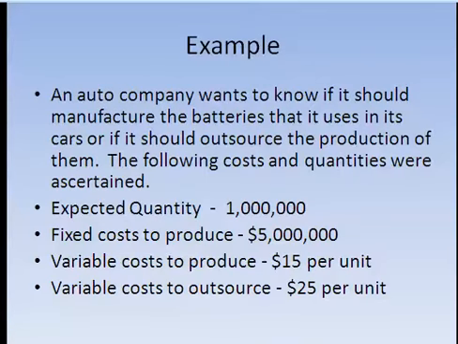So for an example, an auto company wants to know if it should manufacture the batteries that it uses in its cars, or if it should outsource the production of them. They expect to need 1 million batteries. Now, their fixed cost to produce is 5 million. Their variable cost to produce is $15 a unit, and if they outsource, it's going to cost them $25 per unit they buy.